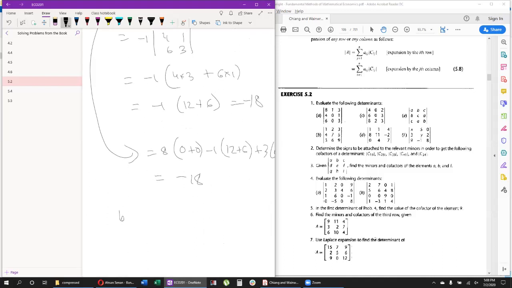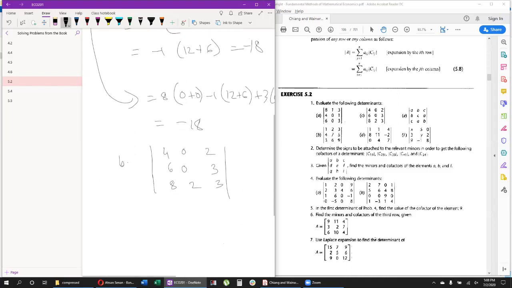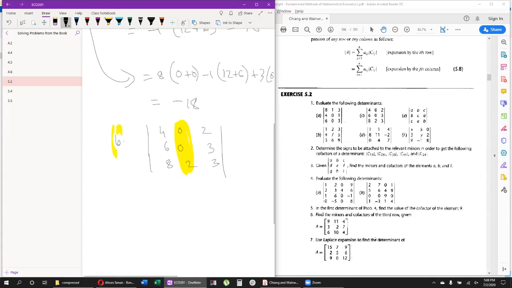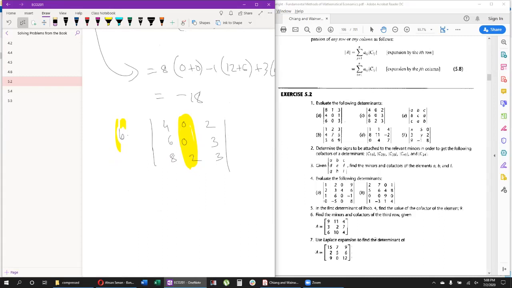For example, if we look at 1B, we have 4, 0, 2, 6, 0, 3, and 8, 2, 3. Once again, we are free to select any row or any column. So why not select this column right here? That would simplify our task a lot. We can select this, we can select this, but why make our task more difficult than it has to be? So I'm not solving B. I'm sure you guys can do that. I'm not solving anything else from question 1. It's easy enough. Let's take a look at question 2.